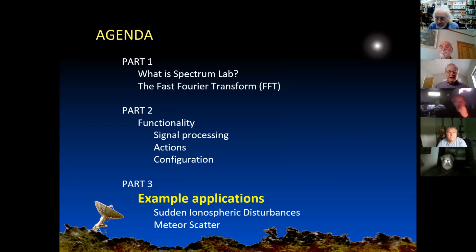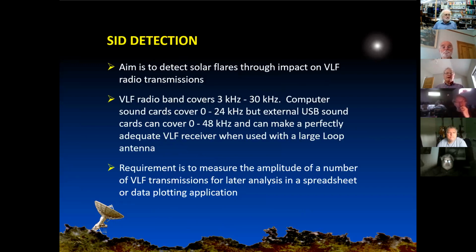Right. Onward. So the first application that I'm going to deal with is sudden ionospheric disturbances. So the aim here is to detect solar flares through their effect on the ionosphere and then the VLF radio transmissions. The VLF radio band, if you look it up, it says 3 to 30 kilohertz. So your standard sound card will cover up to 24 kilohertz. And you can easily get an external card that will cover up to 48 kilohertz. So that makes a perfectly adequate VLF receiver when used with a loop antenna.